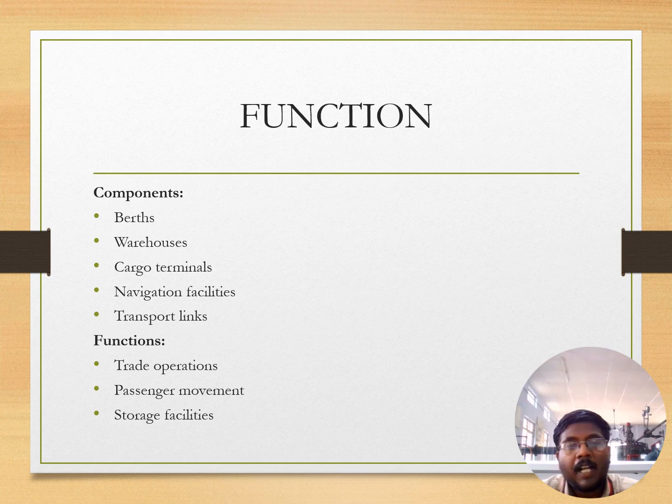Cargo terminal means after the loading and unloading activities, the items are arranged in one particular place. It is named a cargo terminal. During poor weather, navigation facilities provide proper communication between the land and water resources. Next we see the function of the port. The main function of a port is trade operation as well as passenger movement from one place to another with the help of water transport, and it also provides storage facilities for loading and unloading items.